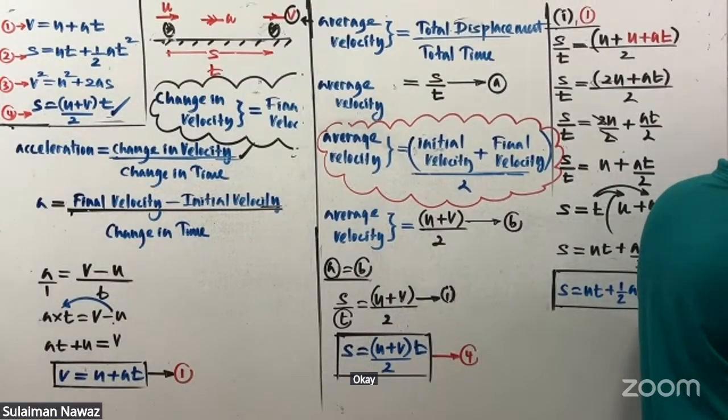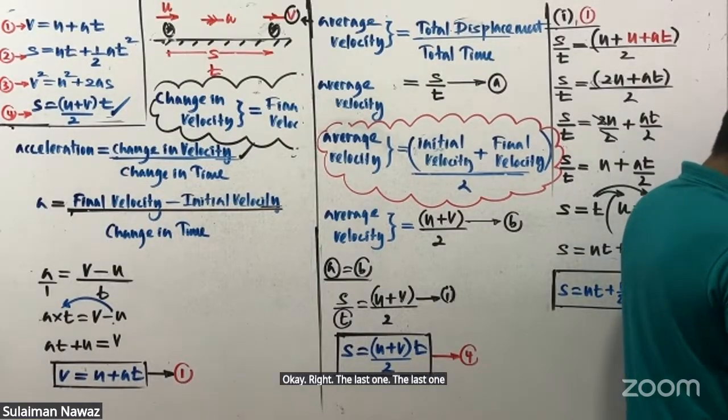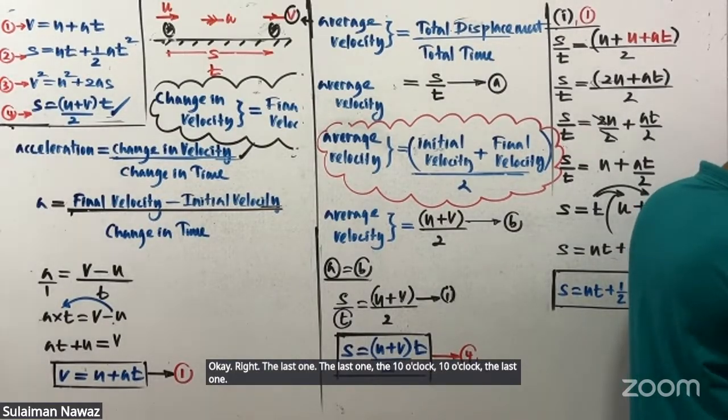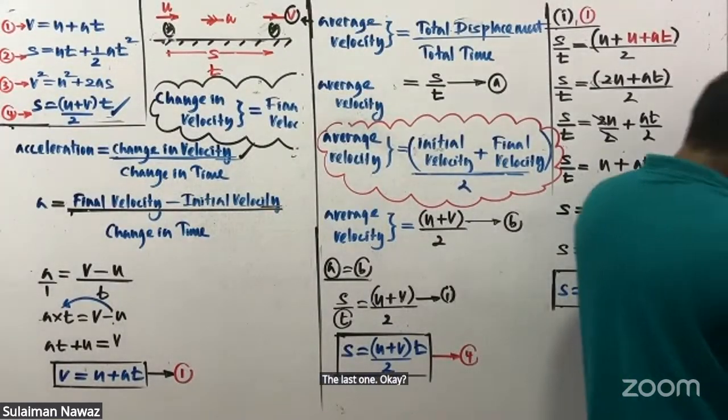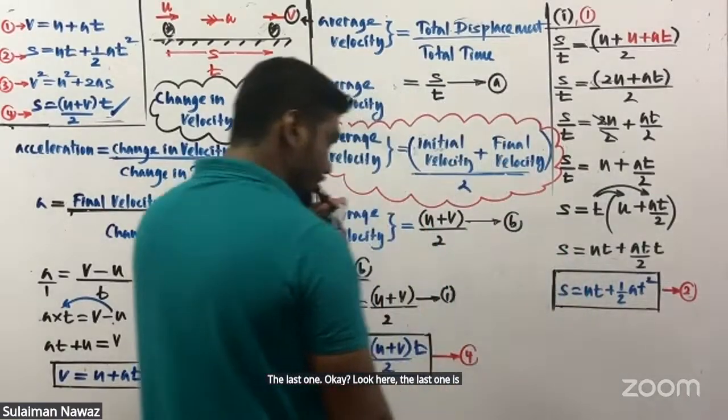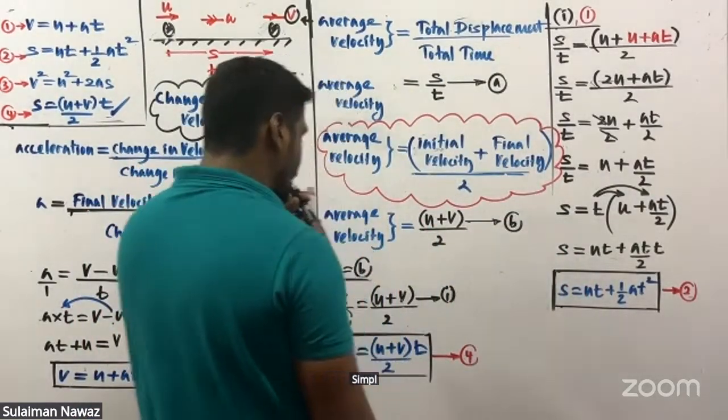The last one at 10 o'clock. Then how do you do the last one? Look here. The last one is a bit complex. The simplification is a bit complex.